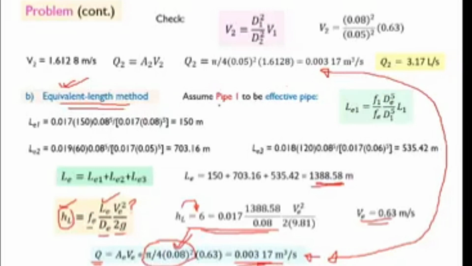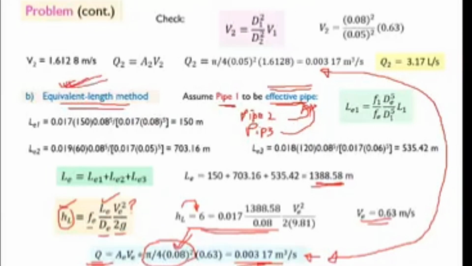So in this case, just remember, we express this pipe 1 in terms to be the effective pipe. You can select pipe 2. We have pipe 2 that can be selected as effective pipe. Similarly, you can select pipe 3 that can be selected as the effective pipe. So any one of the pipe can be selected as the effective pipe, and then we calculate the equivalent lengths for all the other pipes. And then this is how we proceed to calculate the discharge. This is the equivalent length method.